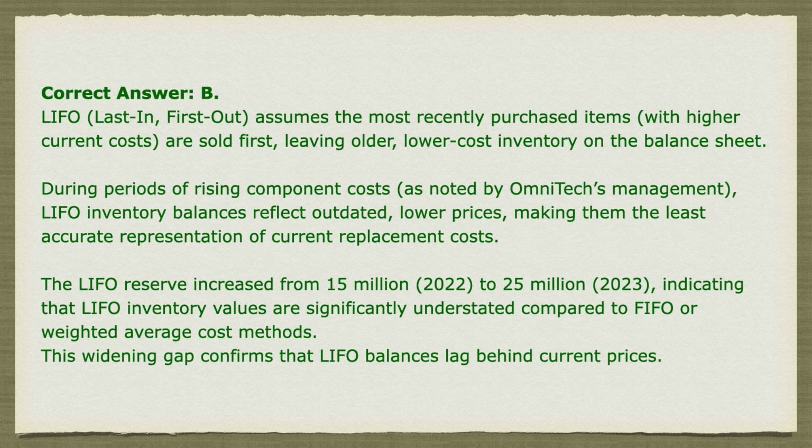Correct answer, B. LIFO, last in, first out, assumes the most recently purchased items with higher current costs are sold first, leaving older, lower-cost inventory on the balance sheet. During periods of rising component costs, as noted by Omni Technicians management, LIFO inventory balances reflect outdated, lower prices, making them the least accurate representation of current replacement costs.